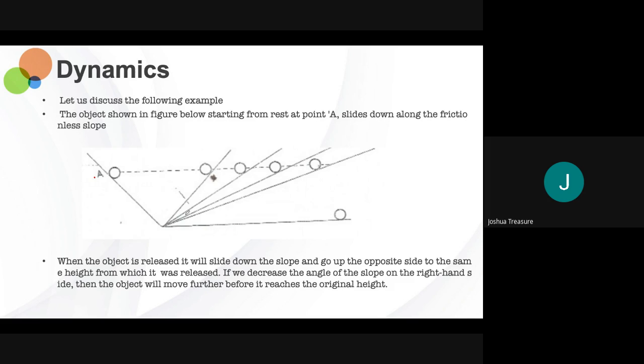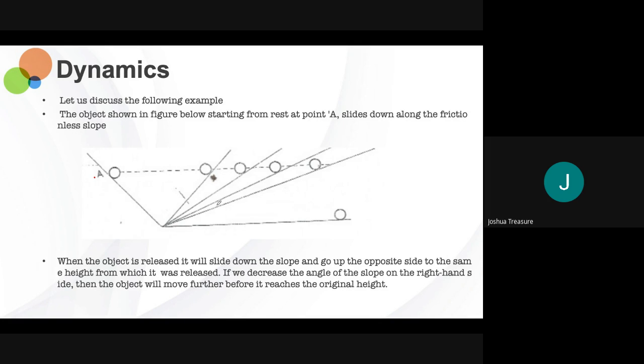energy must be conserved. All right, so it will gain kinetic energy down here. Right, let's say it didn't have any collisions here. Let's say it just flowed freely with no friction or anything. The energy must be conserved, so it should go back up to the original height. Kinetic energy down, potential energy up. Kinetic energy down, potential energy up.